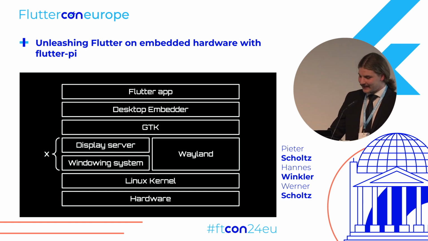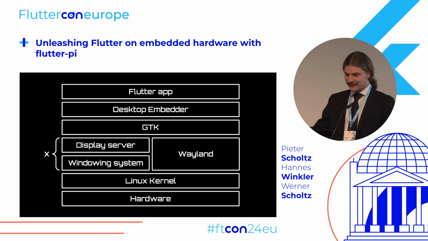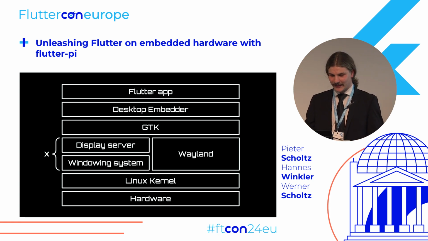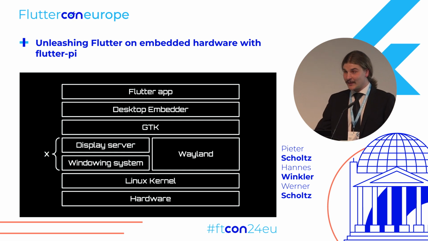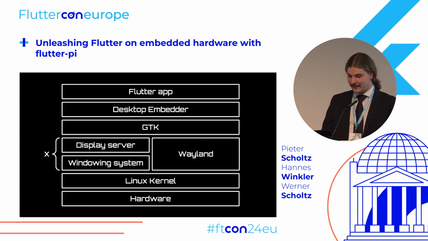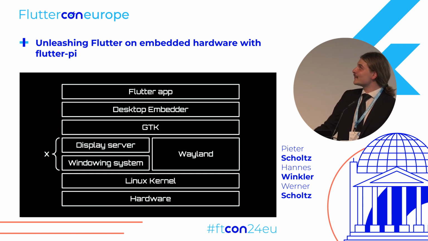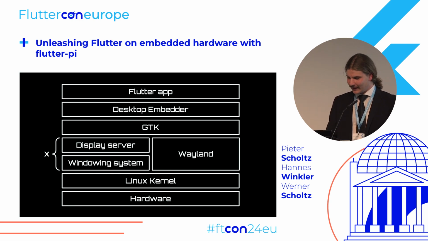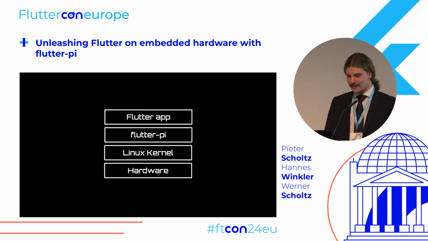This is what it looks like when you run Flutter on a desktop Linux distribution. You have the embedder, then you have GTK as a dependency. You can either use X or Wayland, and only then you get to the Linux kernel, and then eventually the hardware. So this is a bit of a big stack to be running on such limited hardware, which is why we prefer to use Flutter-pi.